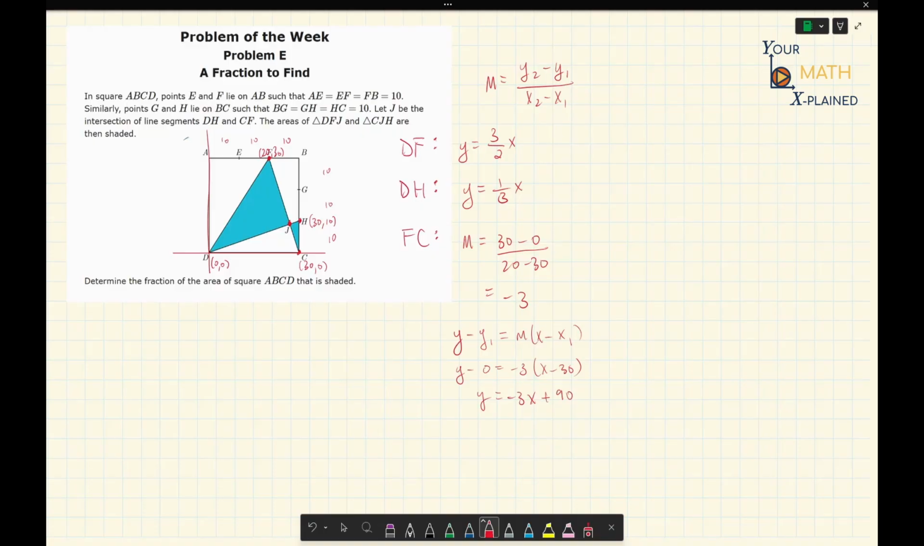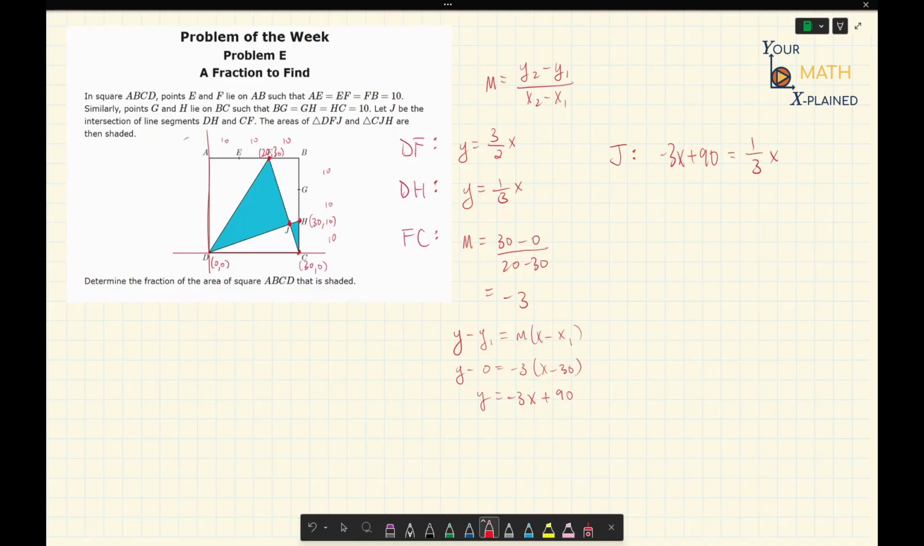That's perfect. Now we've got 3 lines, and this paves the way for us to find coordinate J, which was the original intention. So J is the intersection of line FC, which is negative 3x plus 90, and DH, which was 1 over 3 x.